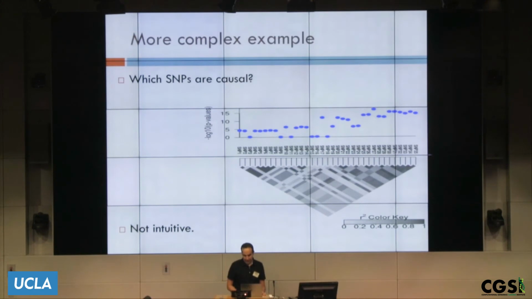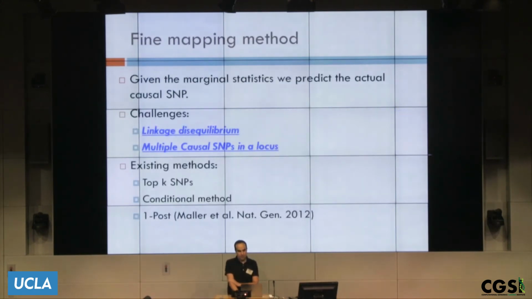And so what is fine mapping? Let's formalize the problem a little bit. Given the marginal statistics, we want to predict what the actual causal SNPs are. The challenge is linkage disequilibrium, which is what people in genetics call correlation for historical reasons. And there also could be multiple causal SNPs in the locus. We'll talk about that, and the existing methods we'll talk about in a second.